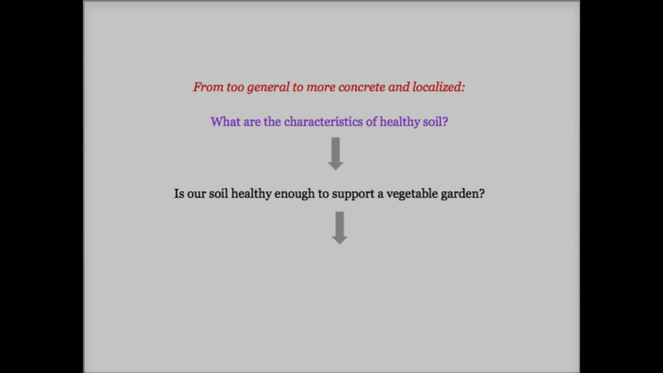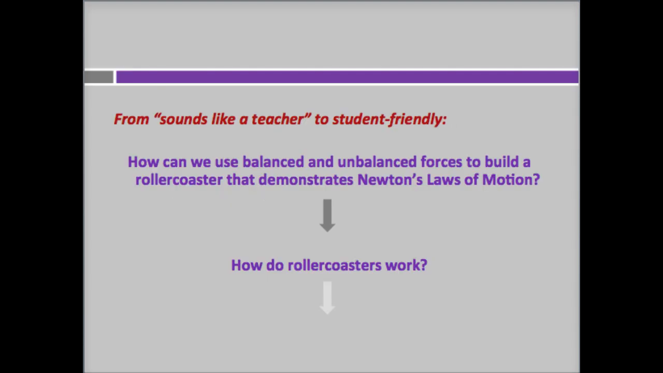That's an example of what appears to be a lower level question. You could simply say yes it is, no it's not, but students are going to need to qualify that to make a claim, provide evidence, and explain how those things connect to persuading someone whether or not it is healthy enough. And then from sounds like a teacher to a student friendly. So how can we use balanced and unbalanced forces to build a roller coaster that demonstrates Newton's laws of motion, to how do roller coasters work?